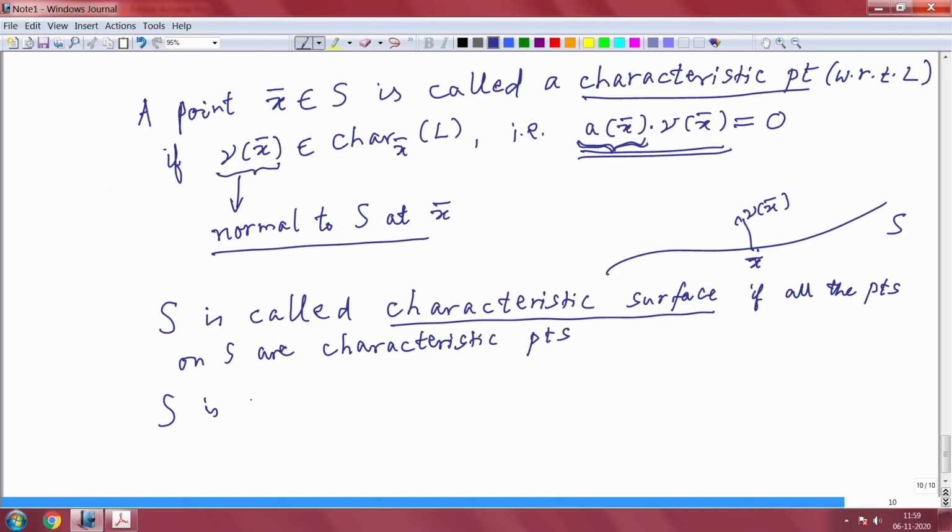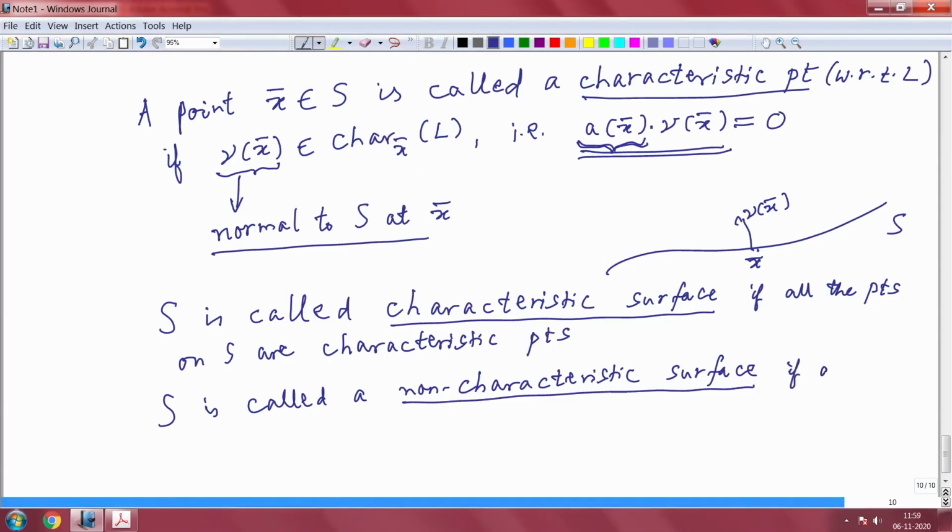So, S is called a non-characteristic surface if all its points are non-characteristic points. That means nowhere on S is the unit normal at that point perpendicular to A. So, it always makes an acute angle with the vector A, characteristic points.